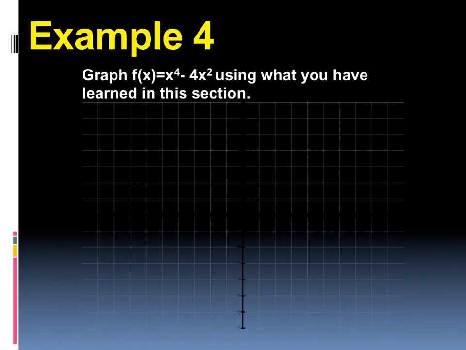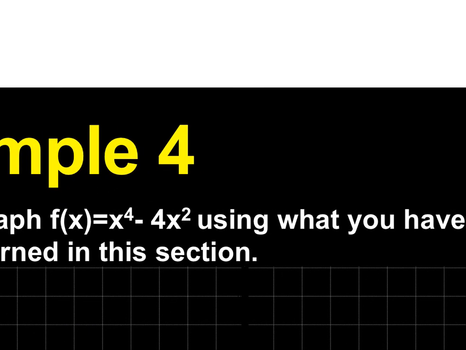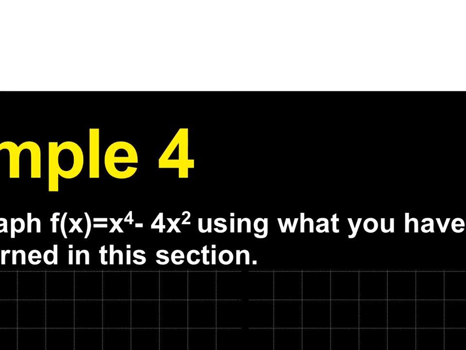All right, so graph f of x equals x to the fourth minus 4x squared using what you've learned in this section. So let's talk about f of x equals x to the fourth minus 4x squared. What is my end behavior?